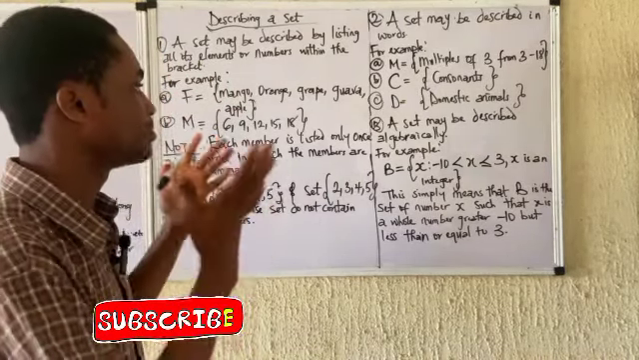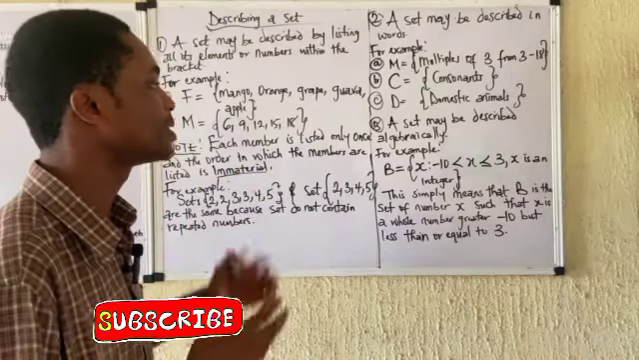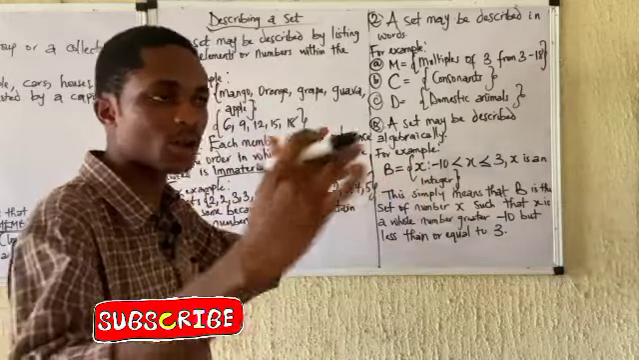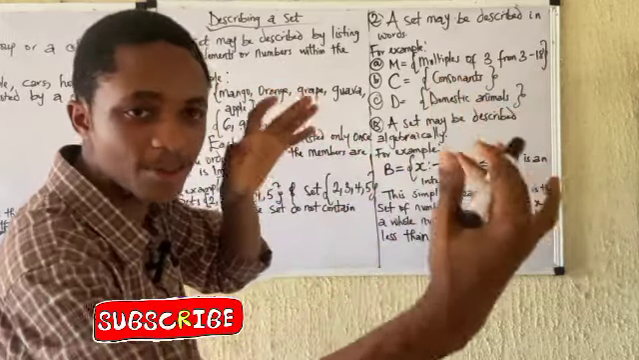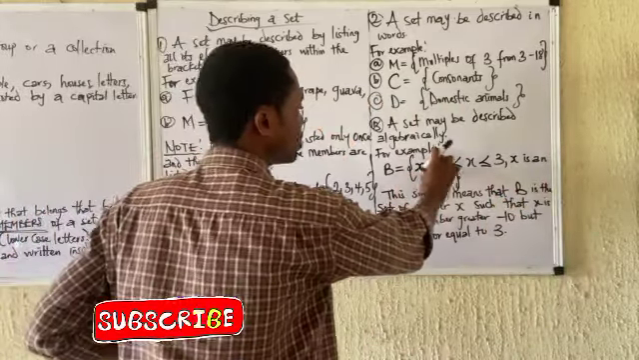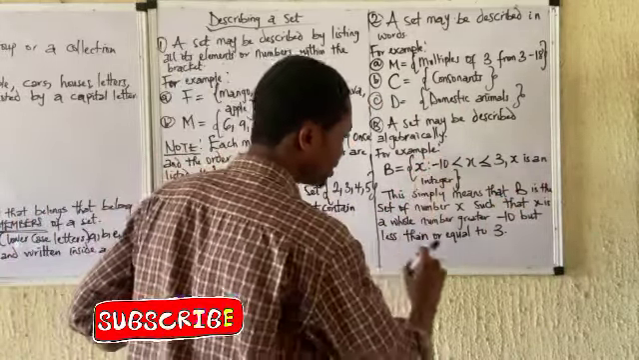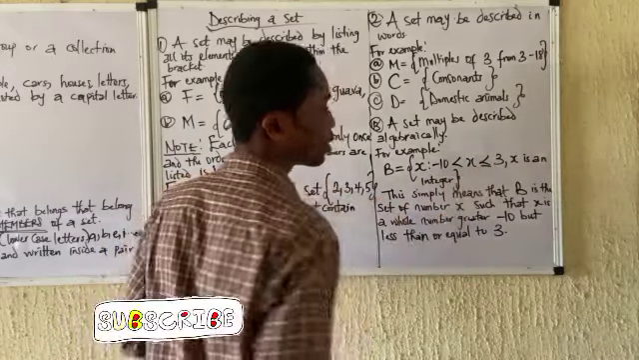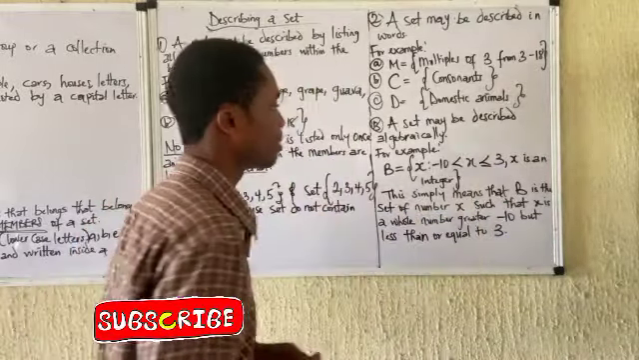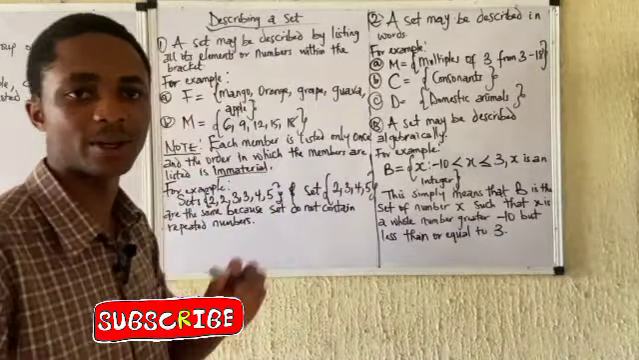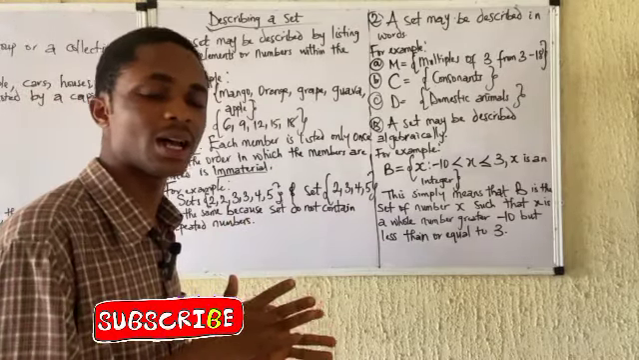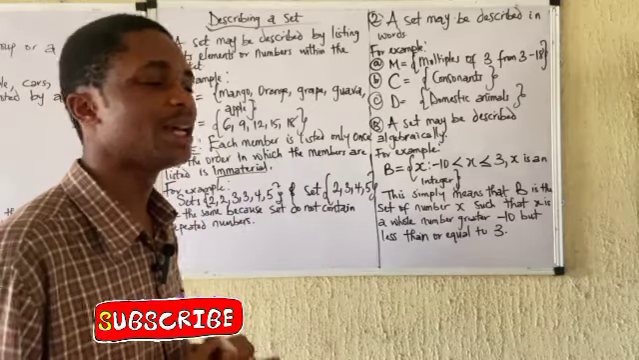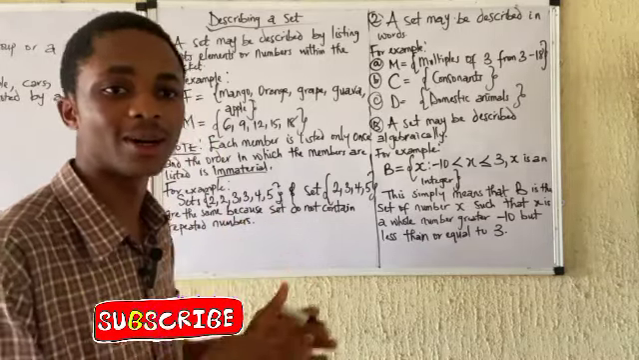A set may be described algebraically. For example, set B equals bracket open. I told you, all the elements are to be arranged inside the bracket. And now x, colon, minus 10, when x is greater than minus 10 and when x is less than or equal to 3, comma, x is an integer. Let me explain the word integer. Integers are positive or negative whole numbers, including 0. I reiterate, integers are negative or positive whole numbers, including 0.